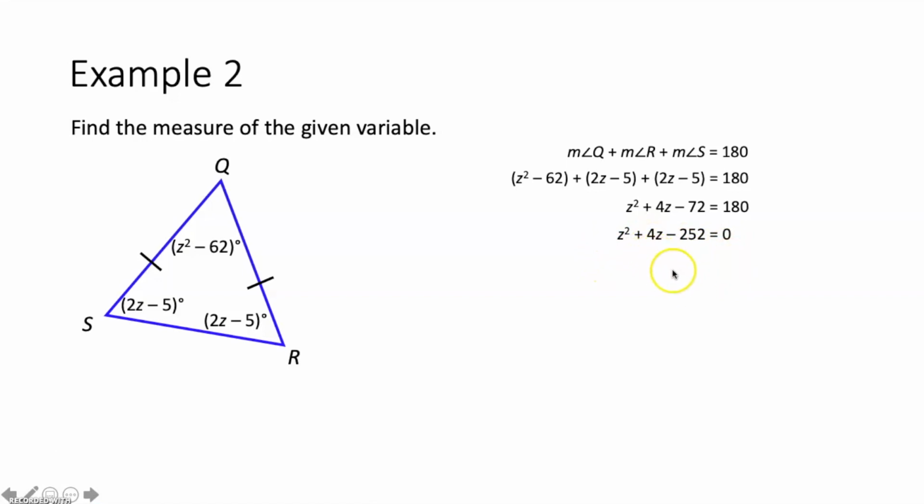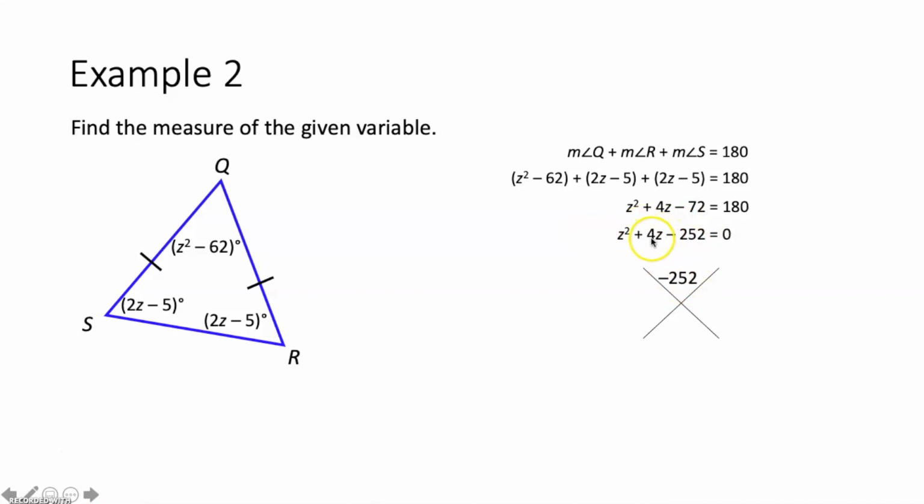In order to do that, there's a couple different ways you can do it. You could use the quadratic formula. You could do factor by grouping. Here, I'm going to use the magic x. The magic x works by putting the a value times the c value on top. So what is our a value? The number in front of z squared, that's 1. Our c value here is negative 252. So 1 times negative 252 is negative 252.